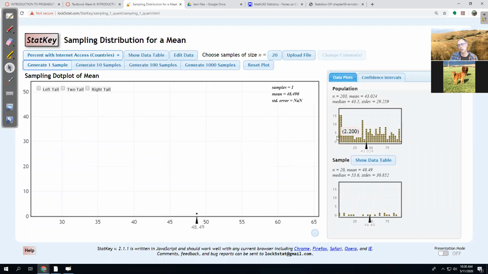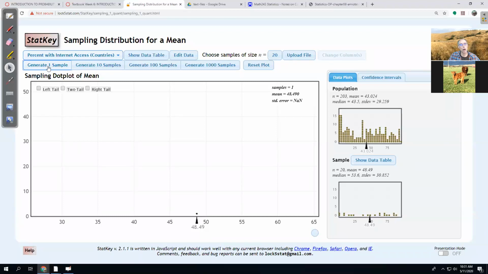Okay. When I hit generate one sample, this is a deck of cards right here. It's going to shuffle the deck, and it's going to whip out 20 cards. Then it's going to plot those 20 cards for me down here. And over here, it's going to say, here's the average from that draw of 20 cards. So this point here is the mean of this sample.